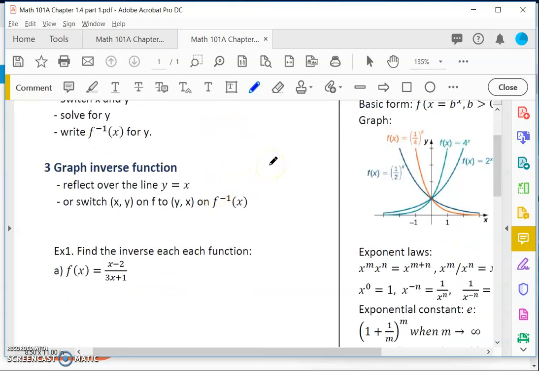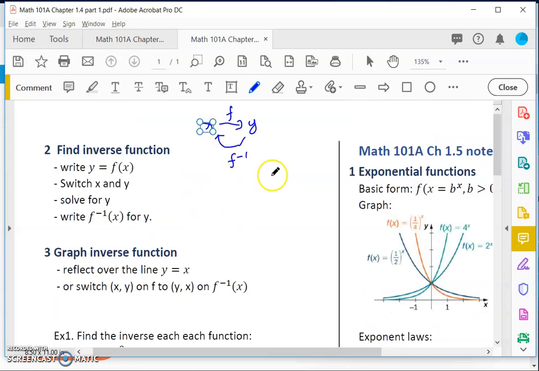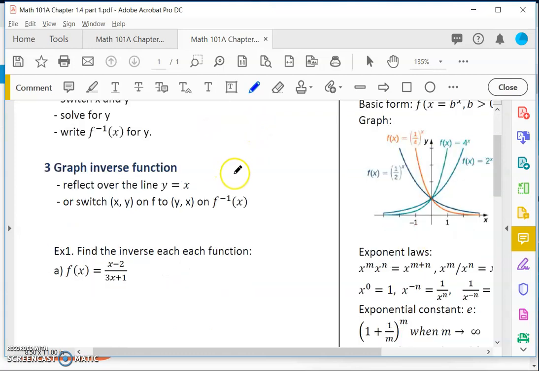If we want to find the inverse function by graphing, we can reflect the original f of x over y equals x. Every point (x, y) on f corresponds to a point (y, x) on f inverse, because the inverse function basically takes the output y and goes back to x. This would be the new input for f inverse.